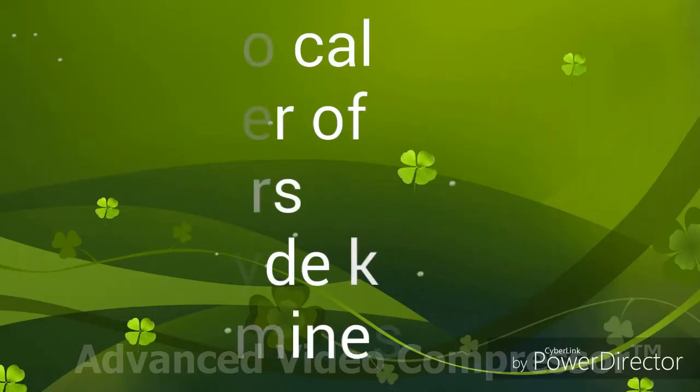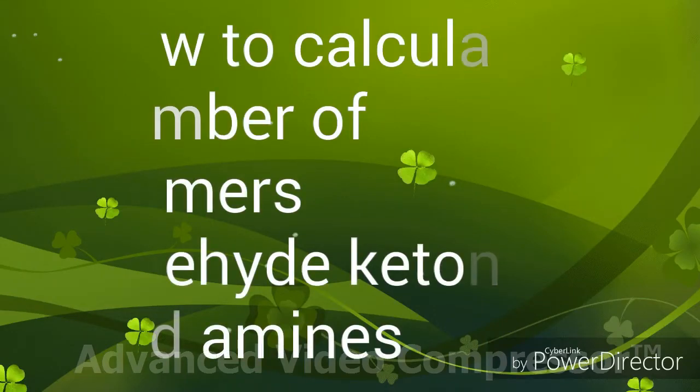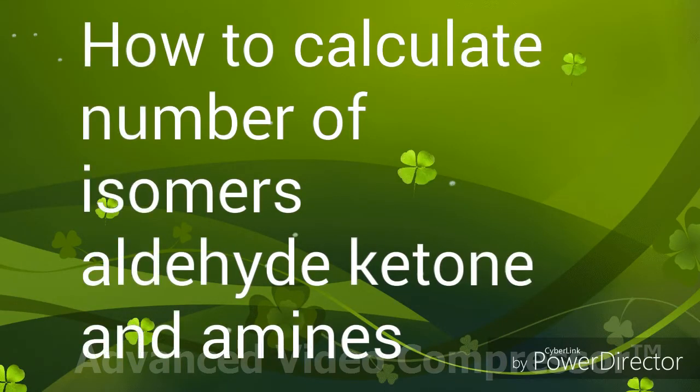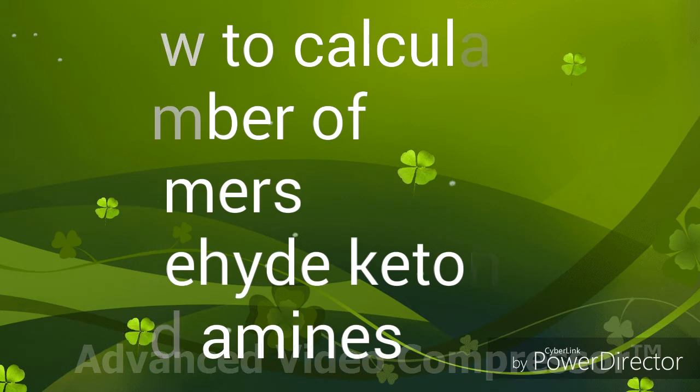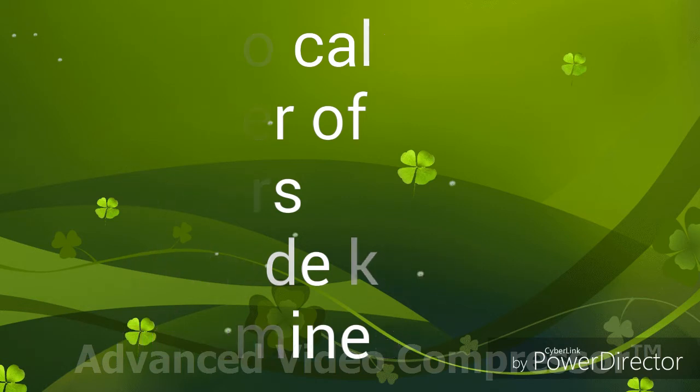What's up guys, in today's video I will give simple tricks to calculate isomers. In last video I gave tricks to calculate the number of isomers of alcohol and ether. So in today's video I will teach you to calculate the number of isomers of, first of all, aldehyde and ketone, and secondly first degree, second degree and third degree amines from their general formula.